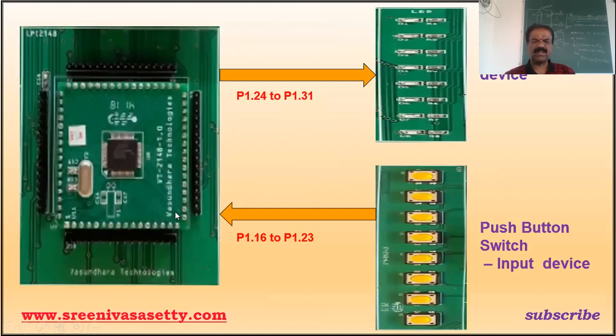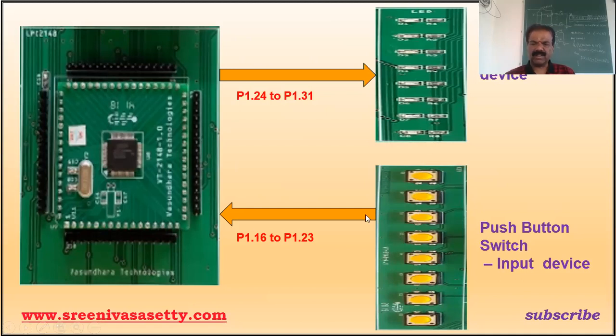This is the actual block diagram. We have 8 push button switches and there will be 8 LEDs, and this is your LPC2148 ARM7 microcontroller. We have to get the data from the switch. Suppose you press any one of these switches, the corresponding LED must be on. Suppose you press switch 1, LED number 1 must be on.